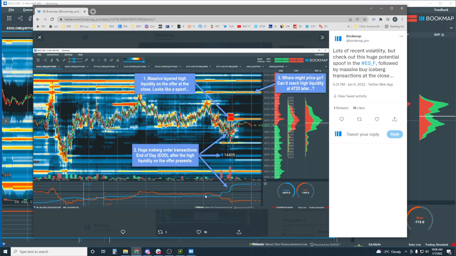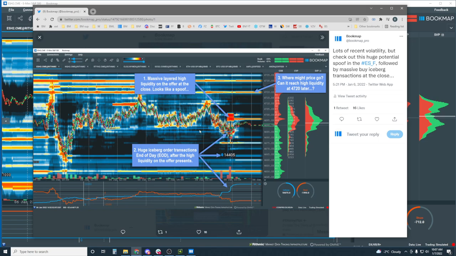Just something that we saw at the close, it was amazing. This is just a huge spoof is what it looks like to me. Massive high liquidity coming in at the close. Several years ago now, because of CME Rule 575, they really cracked down on spoofing. But this is what a spoof looked like on a low time frame, and here it is on a high time frame. You can see very high liquidity layered in here, multiple layers. And what was the reaction to that?